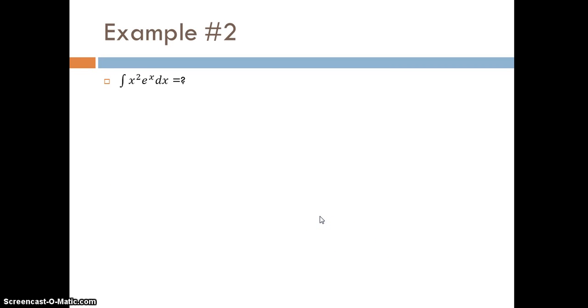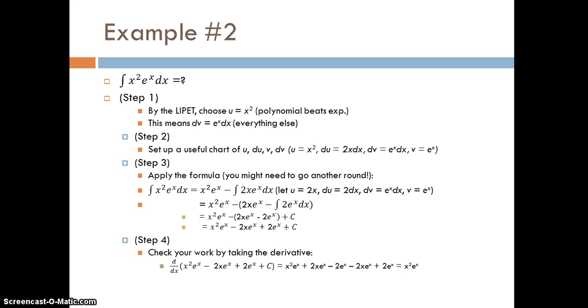Example 2, let's say we wanted to integrate x squared times e to the x dx. Okay, so notice that by our LIPET notation, the thing that comes up first is the polynomial, that's the x squared. All right, so we're going to choose our u equal to x squared. That means dv is equal to e to the x times dx, which is all the rest of it.